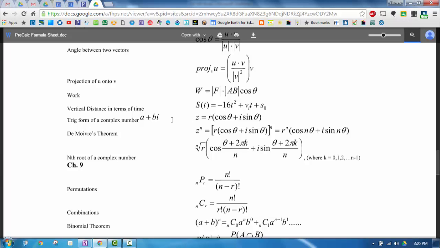This is, first of all, trig form, which we've been using. This is De Moivre's theorem here, which says if you raise some complex number to a power, this is what you can do to make it easier. And then this is the nth root of a complex number.